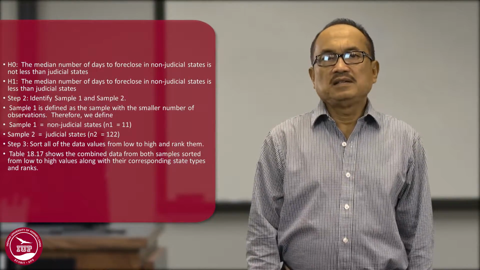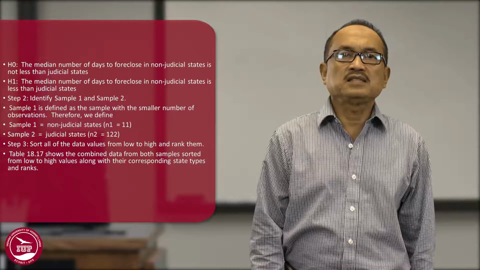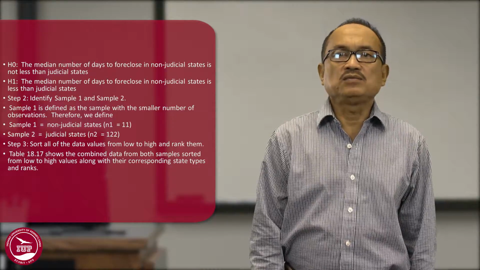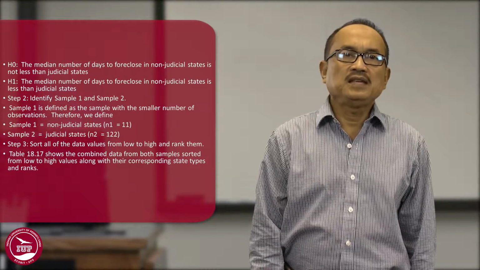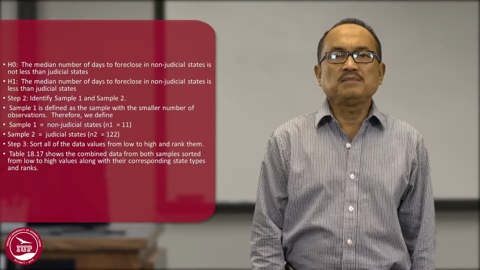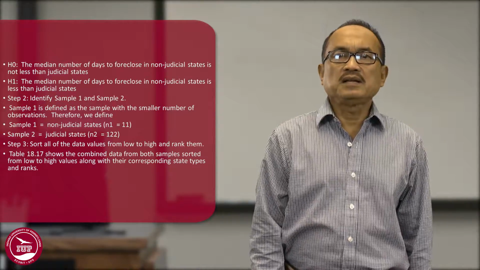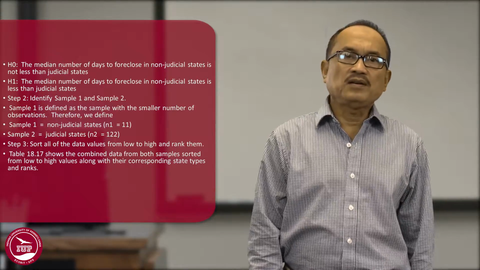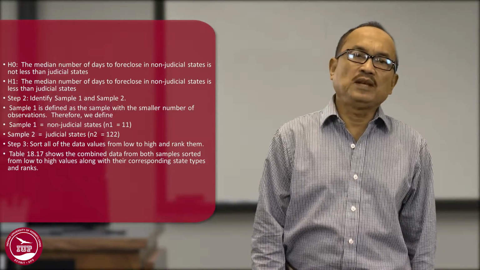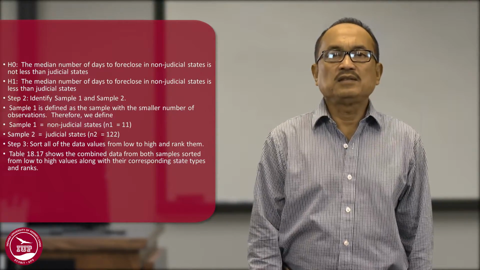Null hypothesis. The median number of days to foreclose in non-judicial states is not less than judicial states. Alternative hypothesis. The median number of days to foreclose in non-judicial states is less than judicial states. Step 2. Identify sample 1 and sample 2. Sample 1 is defined as the sample with the smaller number of observations. Therefore, we define sample 1 equal to non-judicial states where n1 equal to 11. Sample 2, judicial states where n2 equal to 122.